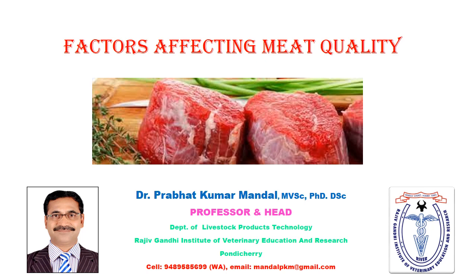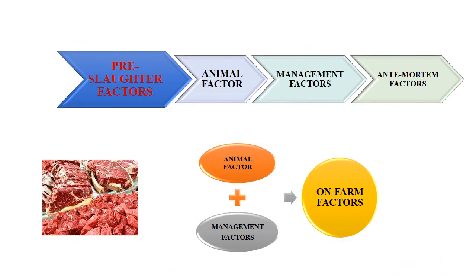In the pre-slaughter section we will see the animal factors, management factors and the ante-mortem factors. Similarly, in the post-slaughter section also we are going to discuss different aspects. As I have mentioned, first we will discuss the pre-slaughter factors, in which there is the animal factor, that is the different aspects of the animal, then the management factors, different ways of rearing, and then ante-mortem factors, that is the different aspects before slaughter. Sometimes the animal factor and management factor together we can call on-farm factors.